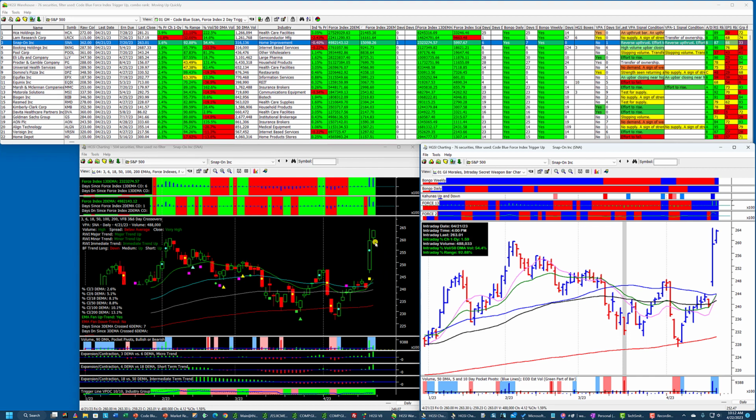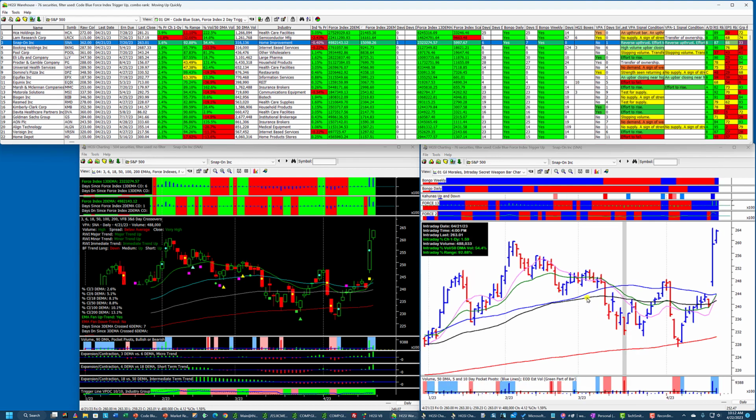So a big move here on Snap-on Tools, more than likely an earnings play because the next earnings due is 7/20. Over here you can see that the Bongo Weekly turned blue, as did the Bongo Daily. Pocket pivots down here, and you can see it over here too.